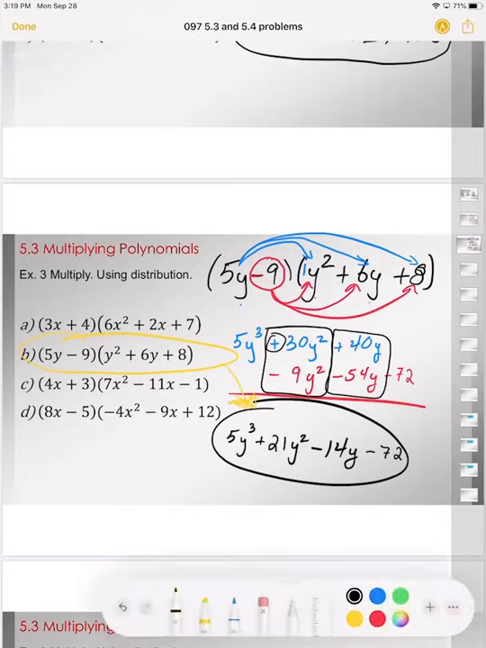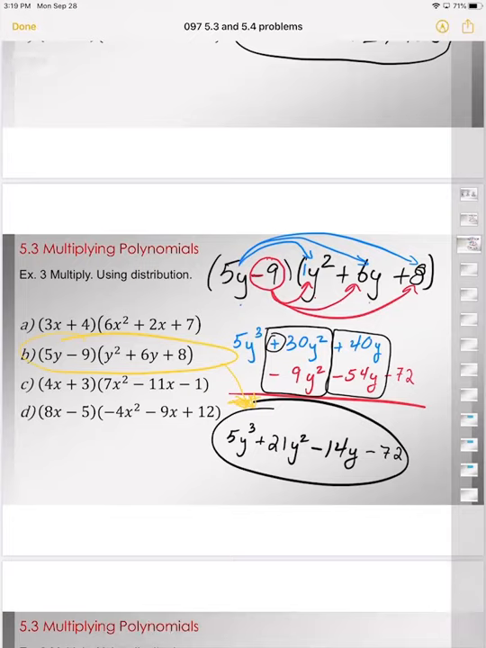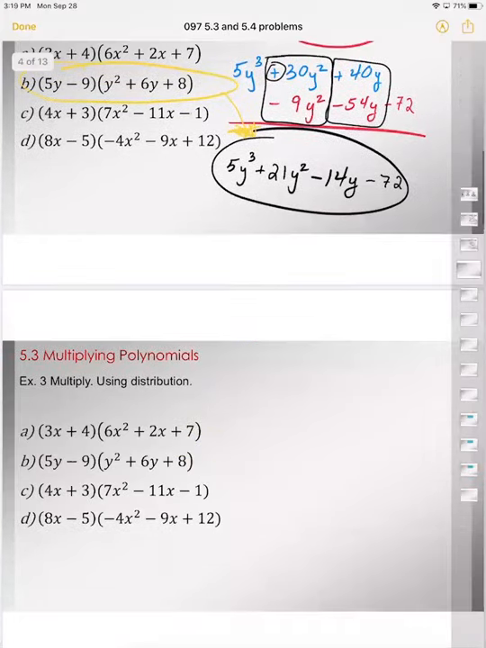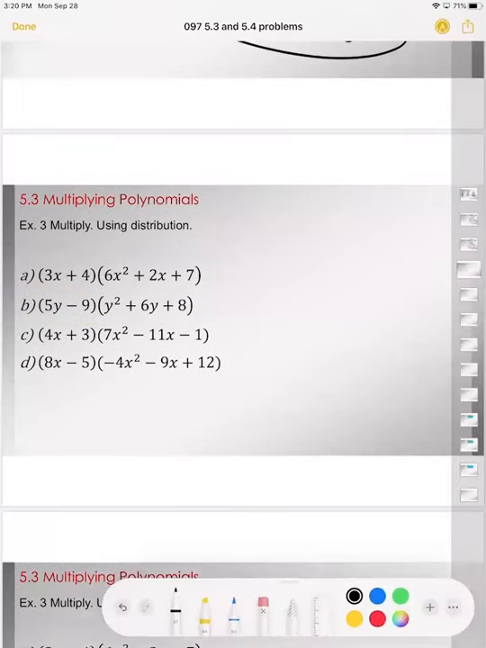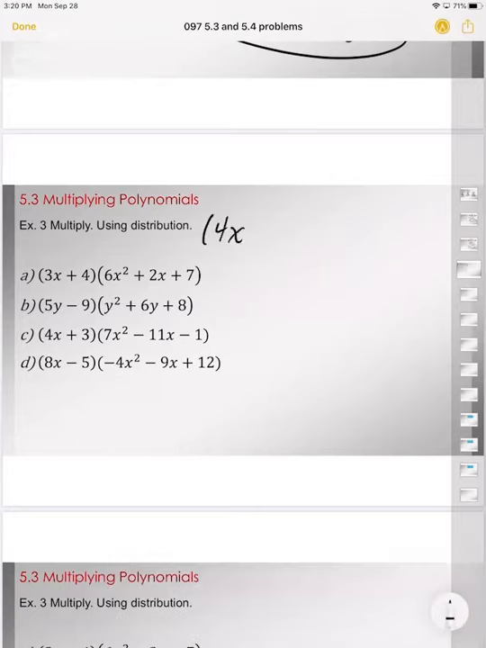So if you don't have a question, let's take a look at C and see if we can simplify this item using the distributive property. Same thing goes for C. You look at this particular problem, you see that it's very repetitive, right? We have 4x plus 3 times 7x squared minus 11x minus 1.